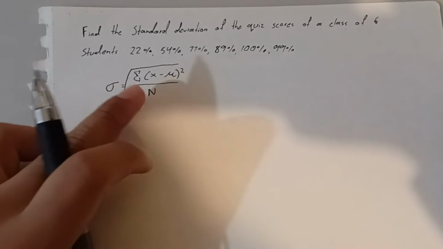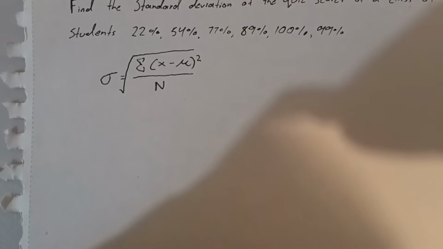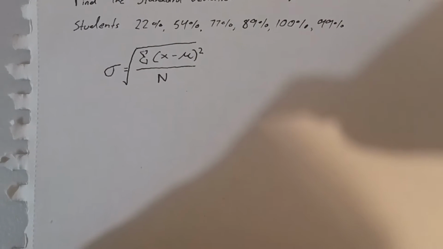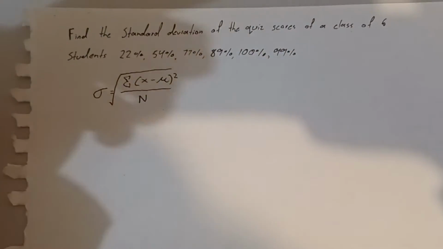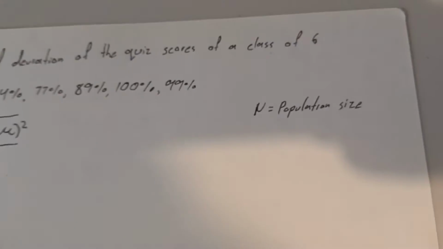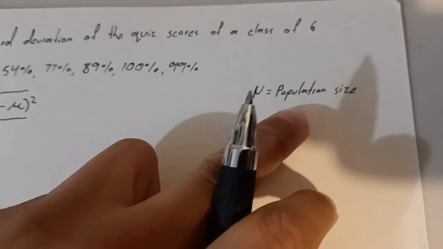Sigma equals the square root of the sum, that little thing that looks like an E, of x minus mu squared, divided by n. We need to break this up. N is going to equal your population size. That's an n, by the way. So n is equal to your population size.